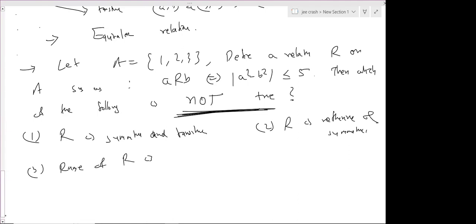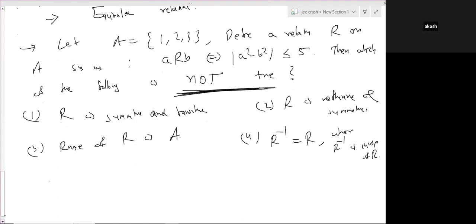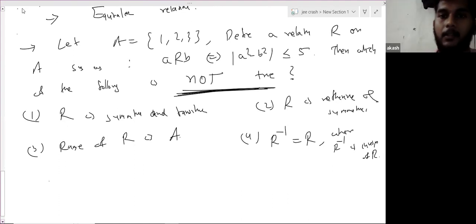The range of R is A. R inverse is R. Right. So very simple question. In this type of questions, what we tend to do is write down the relation. What is the relation? If you look at that, this is the relation. (a, b) is such that a square minus b square modulus less than equal to 5.